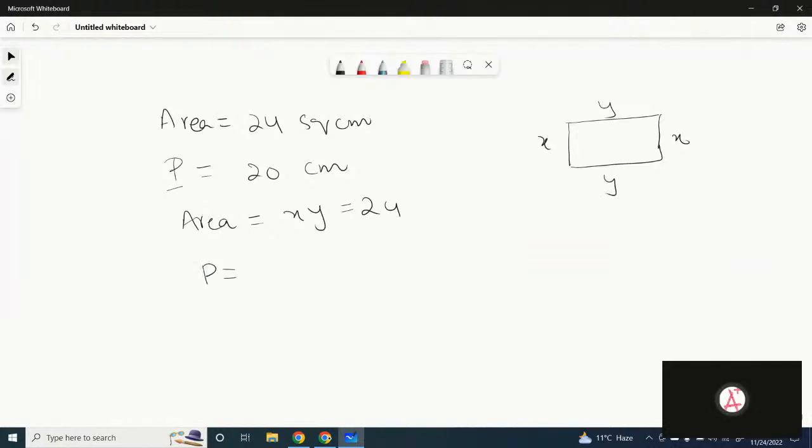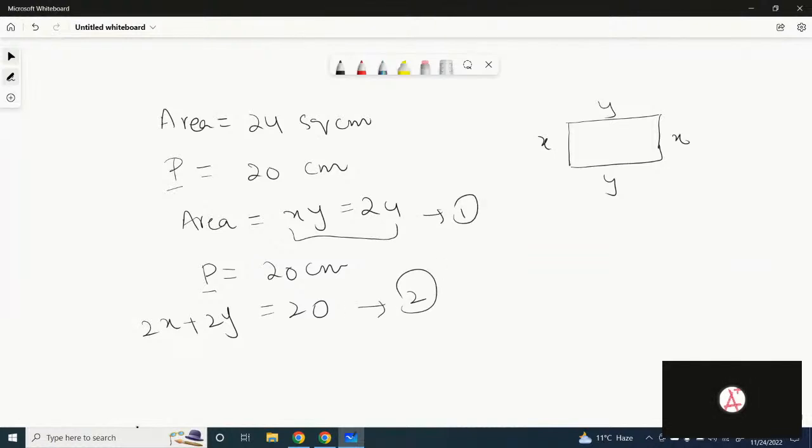So the perimeter equals 20 centimeters, and the perimeter is 2x plus 2y, because two of the sides are x and two of the sides are y. Got it? Equals 20. You have two equations. This is one and this is the second one. You have to solve them to find the values. Let's first take 2 common from this one. You have x plus y equals 20, after dividing both sides by 2, x plus y equals 10. Got it?